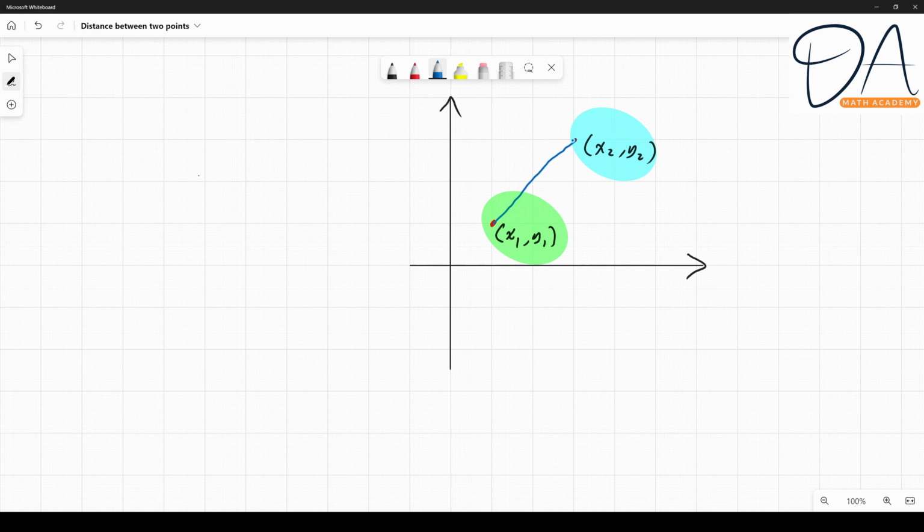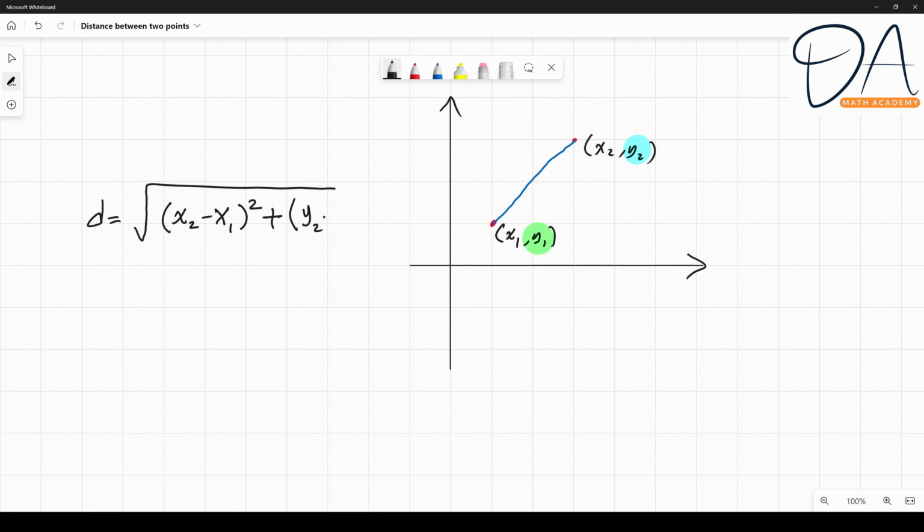That is the distance. Now, it may not always be convenient to measure the length of the segment, so there is a formula that you can use directly to compute this distance. The distance between the 2 points is given by the following formula. D is equal to the square root of the difference between the x coordinates squared plus the difference between the y coordinates squared. Let's look at some examples to see how to apply this formula.